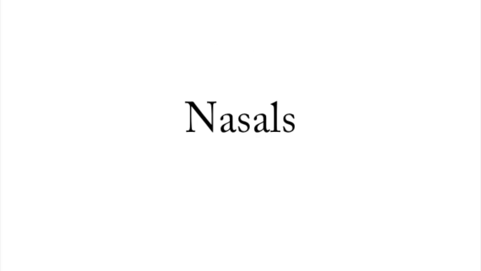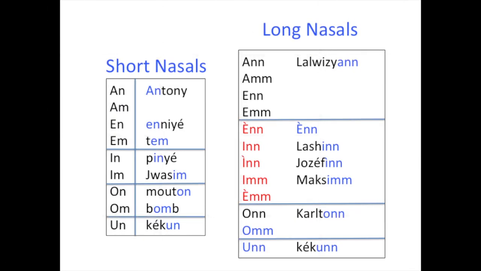Now we'll move on to nasals. Louisiana Creole has two nasal classes. One is the short nasal class, and the second is the long nasal class. And the long nasal class really is just an elongated form of the short nasal.